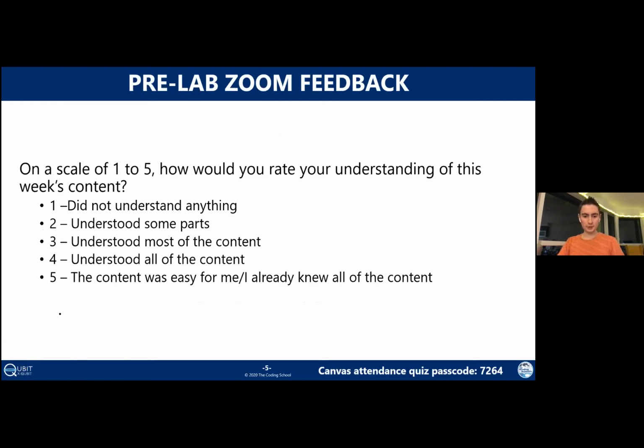Okay, so now we're going to launch the pre-lab feedback. Same question as always, on a scale of 1 to 5, how comfortable do you feel with this week's material? Go ahead and use the Zoom poll for that. Let me know how you're feeling about matrices and the various vector operations that were introduced this week.